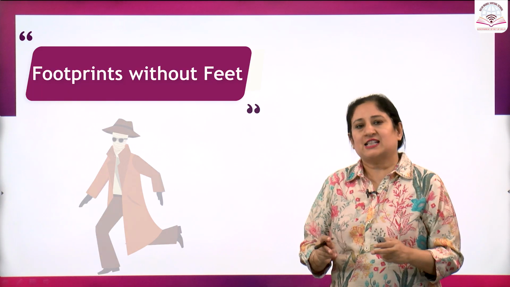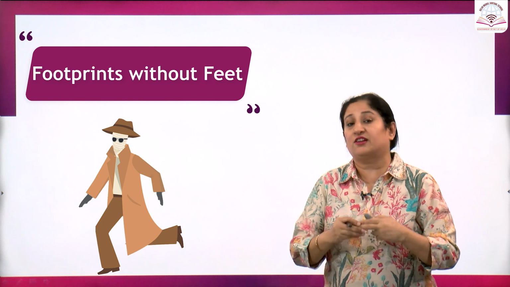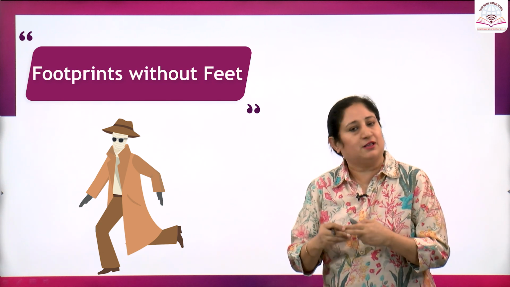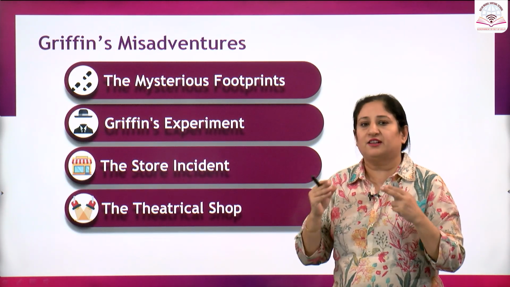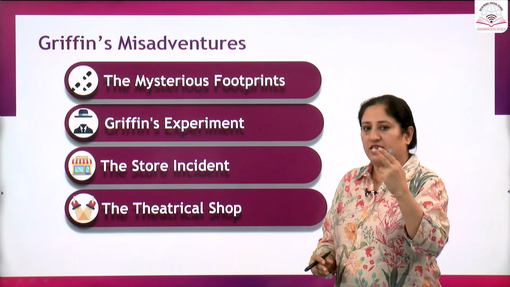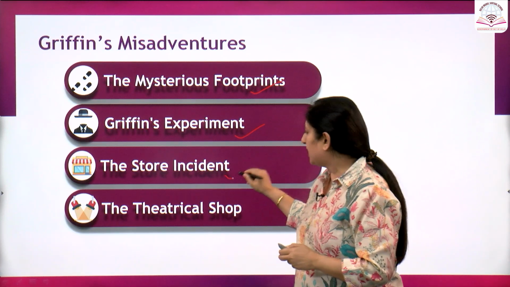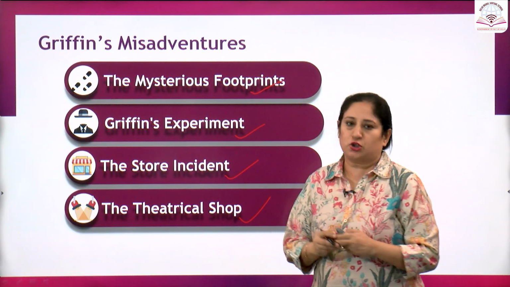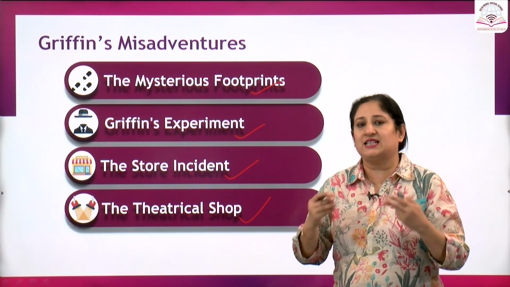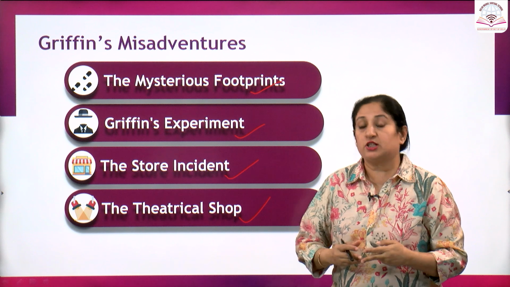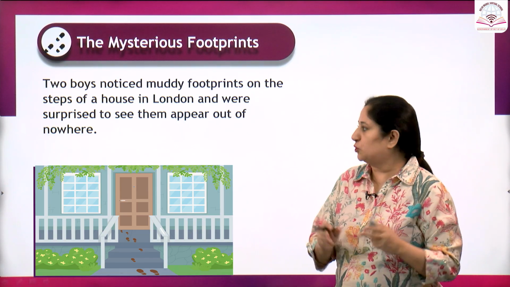So now, let's have a look at the story in different parts where we'll see how Griffin, a brilliant scientist, became a criminal. First of all, we'll see the points where Griffin turned into a criminal. They are the mysterious footprints, Griffin's experiment, the store incident, and the theatrical shop. Now we'll explore each of these in detail and see how these incidents occurred in the story. First of all, we'll talk about the mysterious footprints.